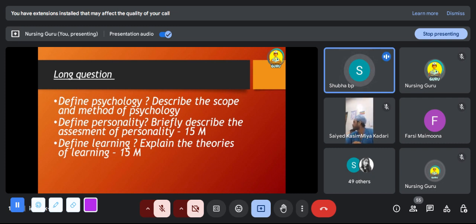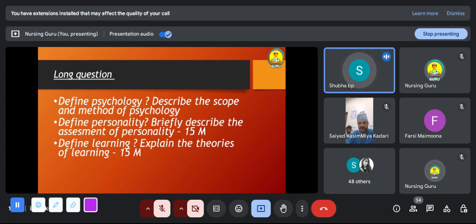And the next question you can expect for your exam: define learning and explain the theories of learning. This is a very important question. This question has been asked many times in your previous examinations. They will ask every time, like define learning and theories of learning. So you should write every theory which comes under learning, and write according to the psychologist's name. Then you can obtain 15 marks easily.